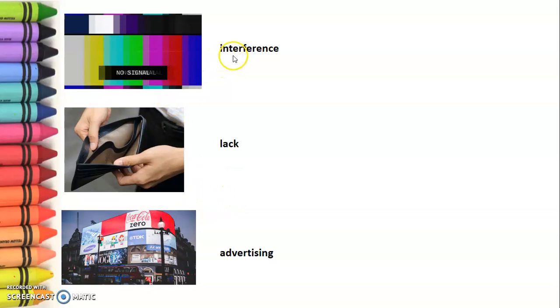Number 4, interference. Noise or other electronic signals that stop you from getting good pictures or sound on a television or radio. Interference on the radio, television, or telephone is noise, lines, etc. that prevent a clear sound or picture from being received.